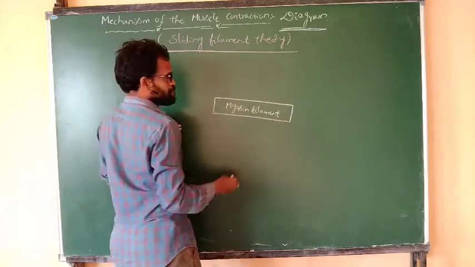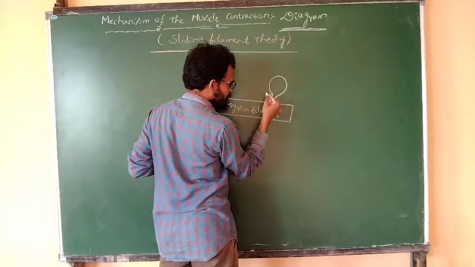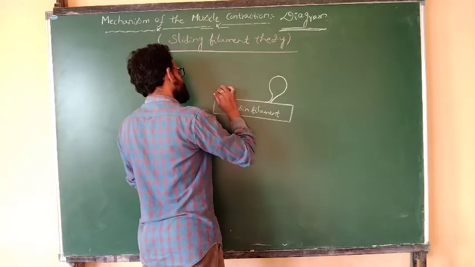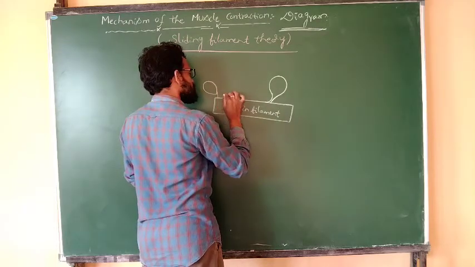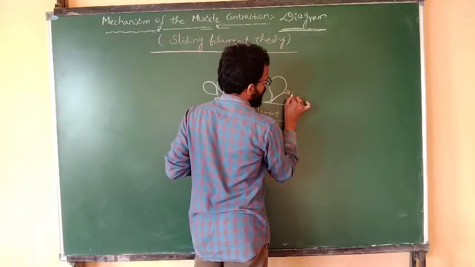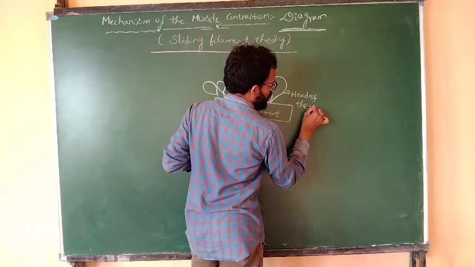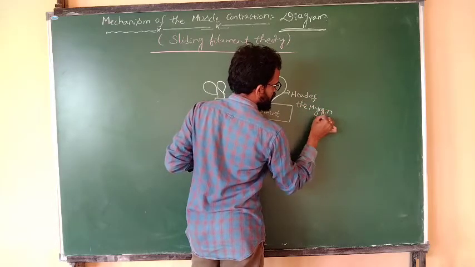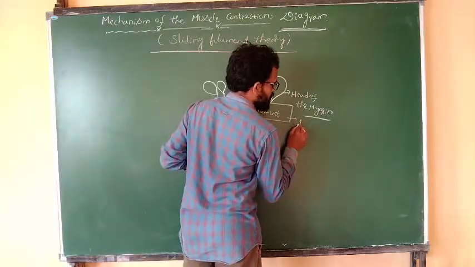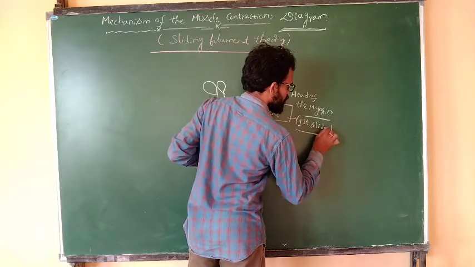The myosin filament consists of a head. The head of the myosin. It is one slide. It is the first slide.